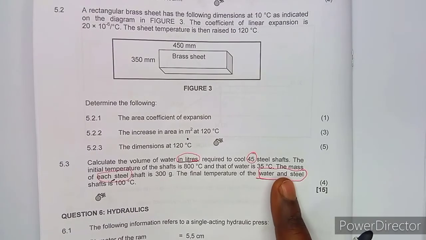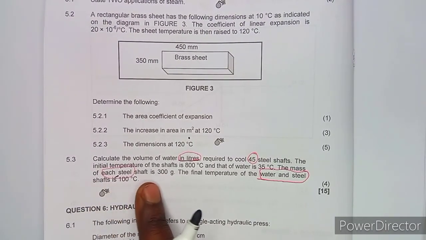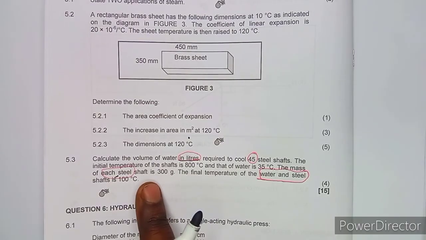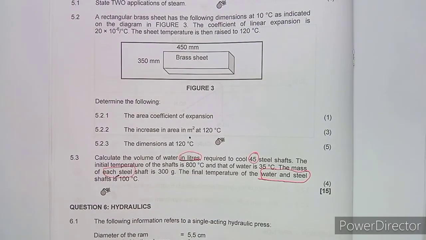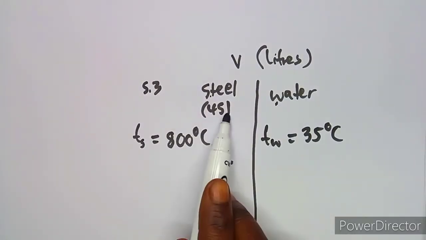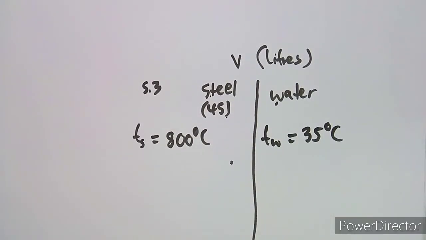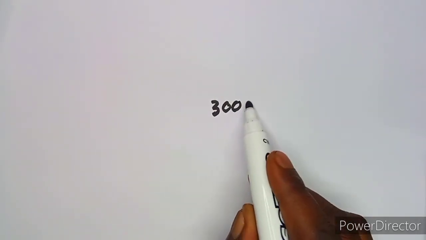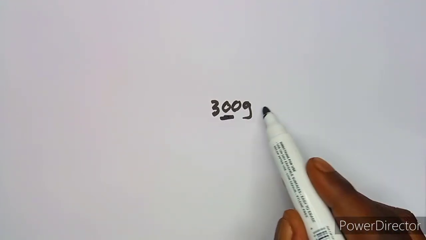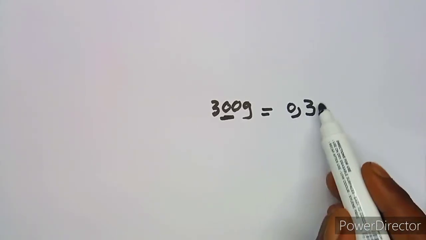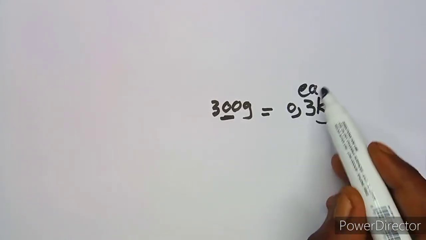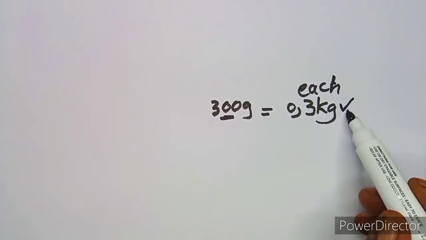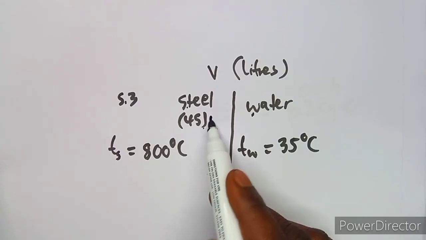There's something important here. The mass of each steel shaft is 300 grams, and we have 45 of them. So what is going to be our total mass? This is the question. Each steel shaft has 300 grams, so first you convert grams to kgs. To convert grams to kgs, you divide by 1,000, which gives you 0.3 kgs. So each steel shaft has 0.3 kgs, and there are 45 of them.